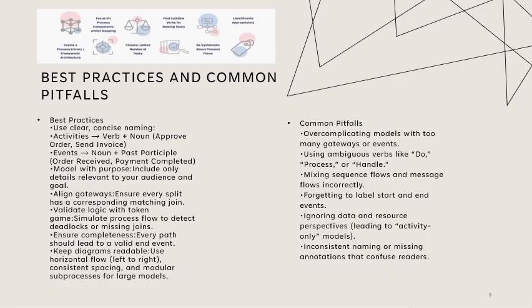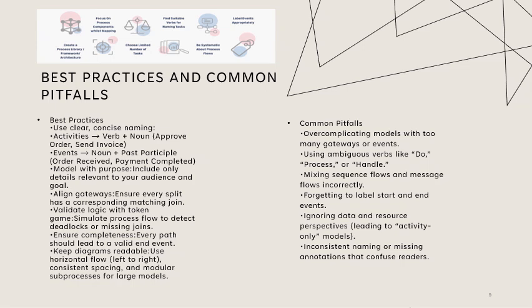Even though business process model notation is a powerful notation, clarity is always more important than complexity. So we'll go through the best practices first, which should be followed, and then discuss some common pitfalls as well. The first best practice is to name everything clearly. Activities should use a verb-noun pattern like approve order, and events use a noun with a past participle like invoice sent. It makes the model instantly readable.